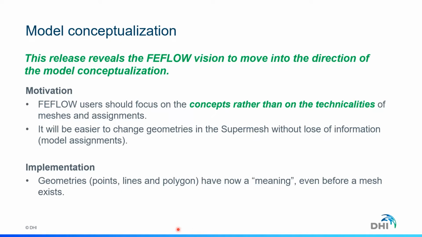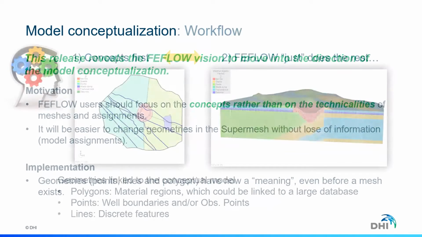The implementation basically consists in that geometries now have a meaning. So what we know as a point, which could be a well boundary condition, could now be assigned before the mesh exists.